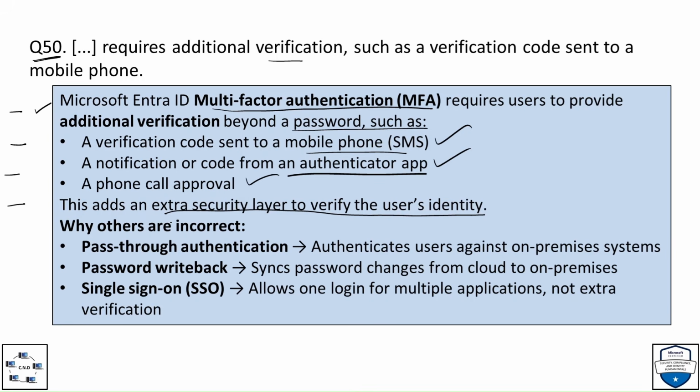And why are the other options incorrect? Pass-through authentication authenticates users against on-premises systems. Password write-back syncs password changes from cloud to on-premises. And single sign-on, SSO, allows one login for multiple applications, not extra verification.